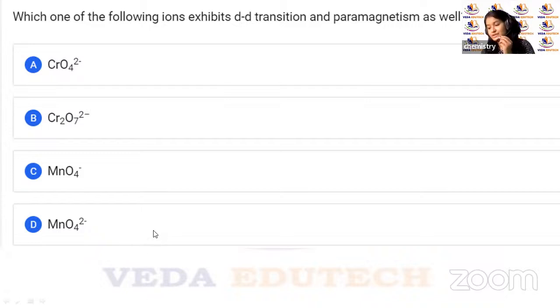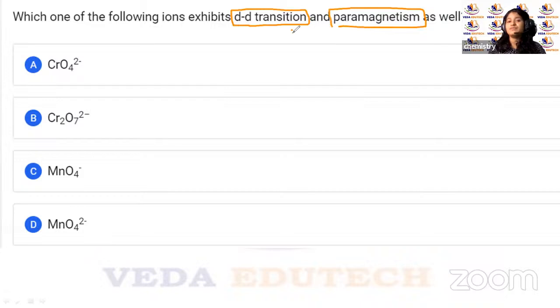Okay, children, let us see what is given here in the question. The question has asked us which one of the following has a d-d transition and paramagnetism as well. We know that for both of these we require one thing, that is unpaired electron, right? Paramagnetism means it is attracted towards the magnetic field. Diamagnetism means repelled by the magnetic field, right?